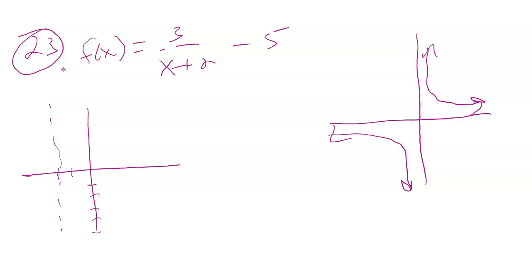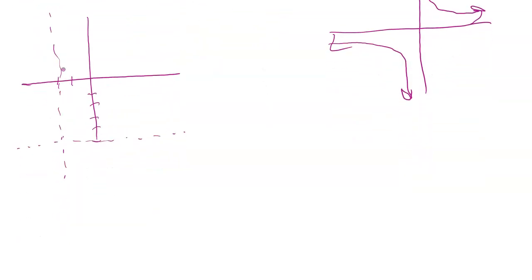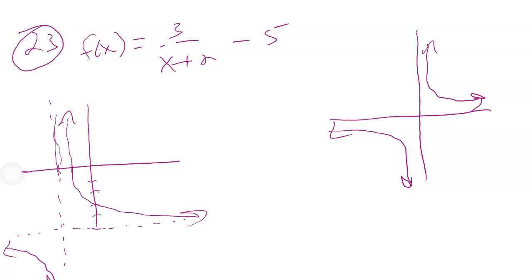So move it twice to the left, and then shift it down 5. So 1, 2, 3, 4, 5. So my asymptote is going to change. There it is. Look at that vertical stretch. Yep, looks good to me. You can find the y-intercept. You let x equal 0. So if I let x equal 0, this is 3/2 minus 5, which looks like that value, drawn to scale.